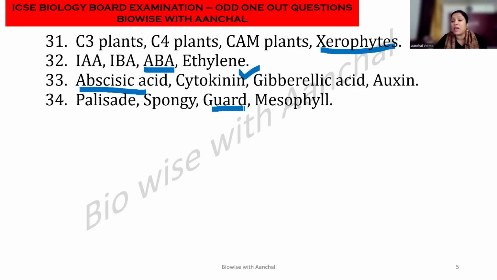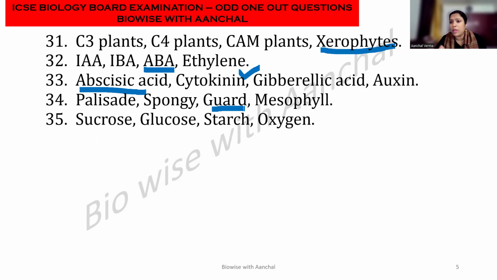But guard cells are the cells around the stomata, helping in opening and closing of stomata. So it is basically the odd one out here, and the rest are all mesophyll cells present in the leaf below the epidermis. Right? Sucrose, glucose, starch, and oxygen. Here, oxygen, because the rest are all molecules of carbohydrates present in the plant during different processes.